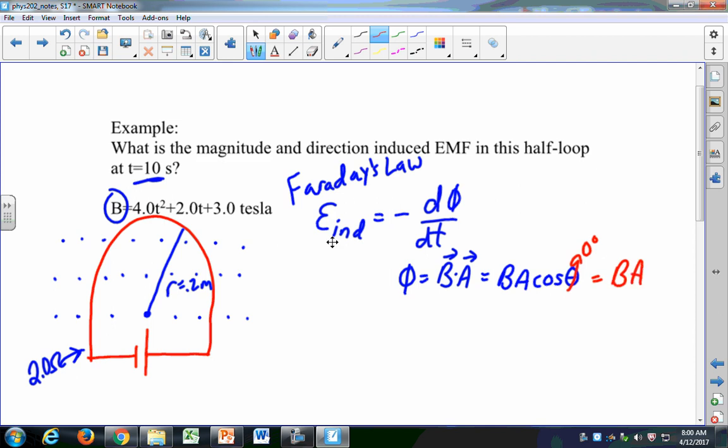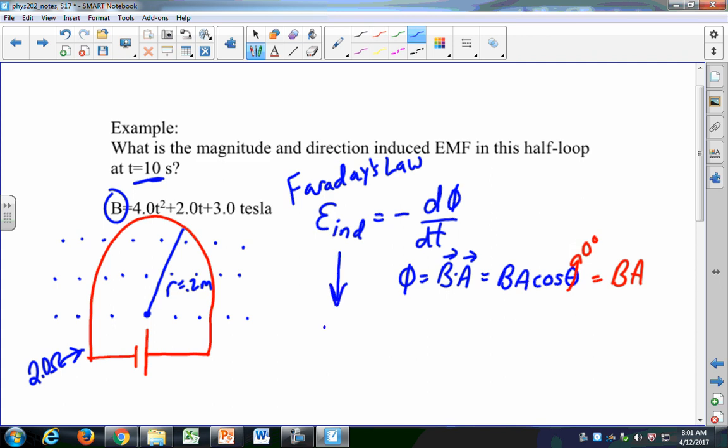Remember, my area vector has a vector that is perpendicular to the surface. And my surface is this half loop. That's the area that I'm concerned with. So that's why I lose that angle theta here, because the area vector and the magnetic field vectors are both out of the page, and they have an angle equal to 0 degrees.